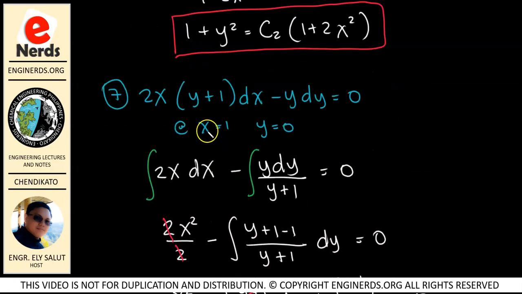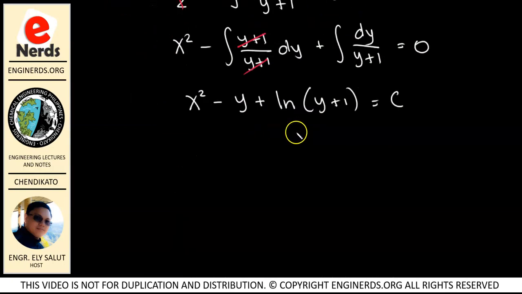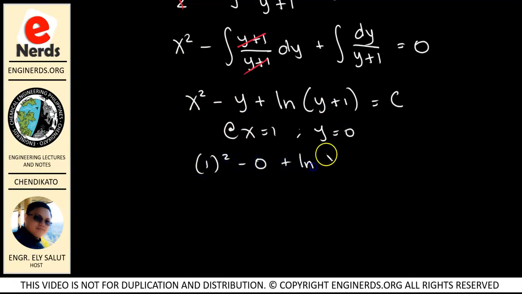Given sa atin yung value na x is equal to 1 and y is equal to 0. So at x is equal to 1, y is equal to 0. Substitute lang natin yan dito. So x is equal to 1. So I will have 1 squared minus y, which is 0, plus ln of y plus 1, our y is 0, plus 1, is equal to c. Ln of 0 plus 1 will be ln of 1.